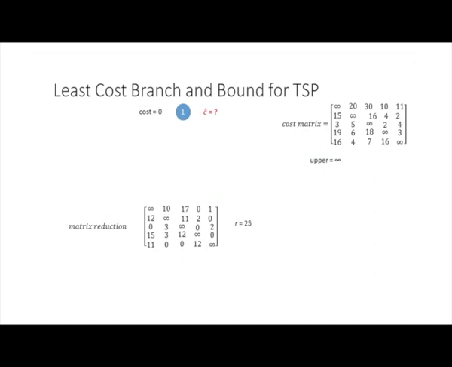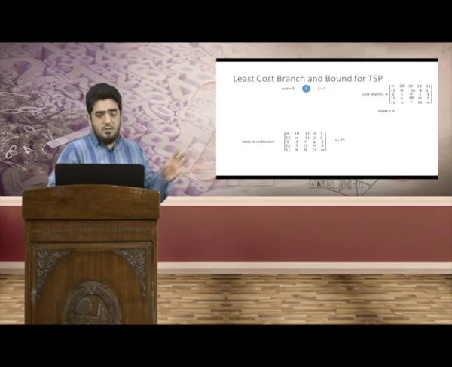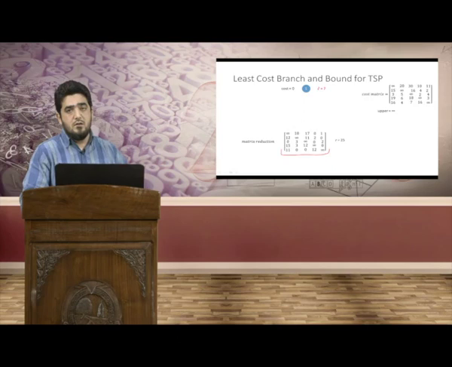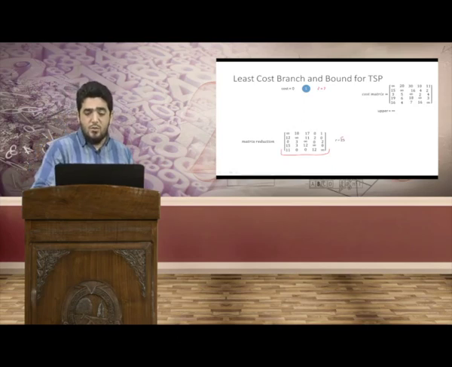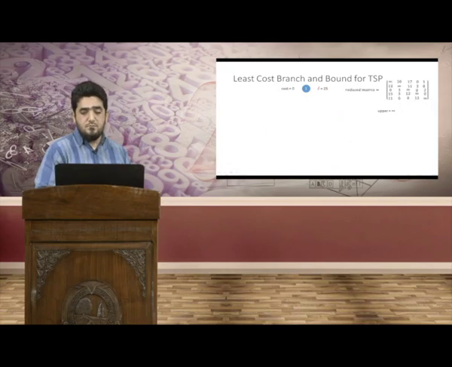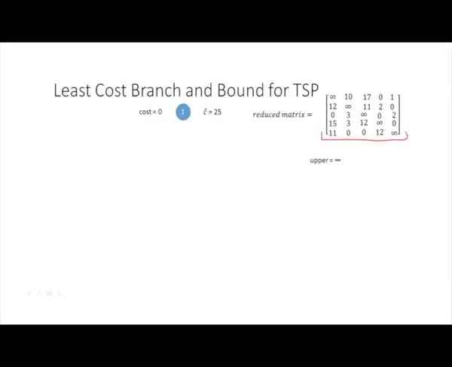And from now onwards, we will use this reduced cost matrix for our further processing, and we will use this 25 as the value for C cap. That is what we have done here. So now we will be using the reduced cost matrix, and C cap is equal to 25 for the root node, the amount that we just removed from the cost matrix.